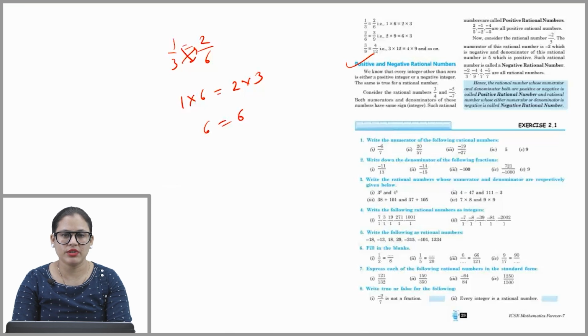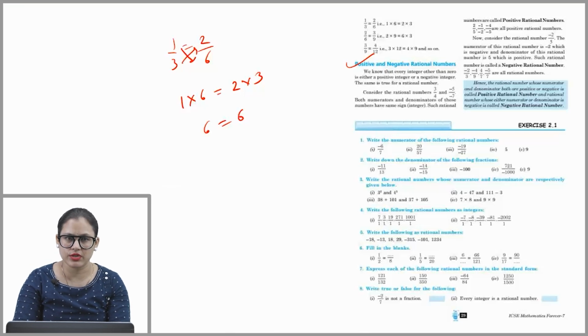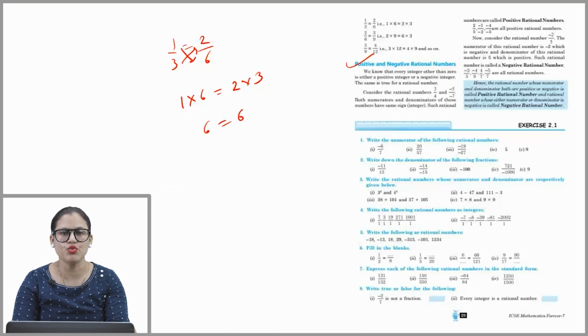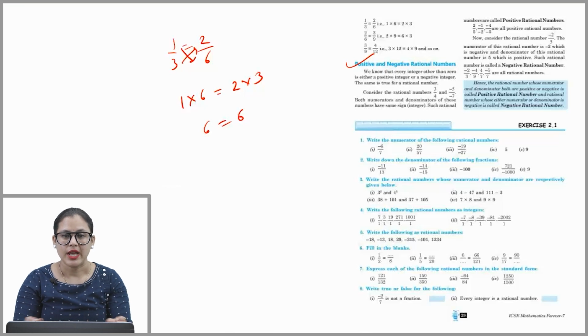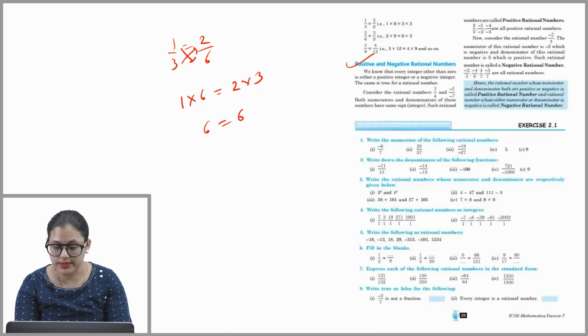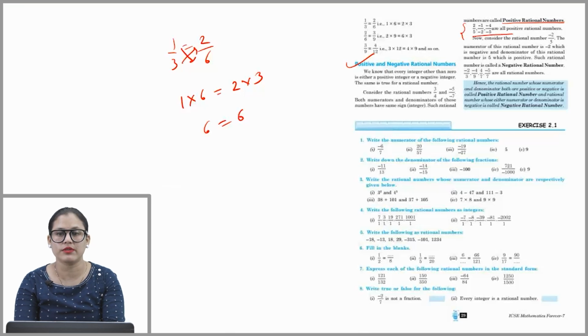We know that every integer other than 0 is either a positive integer or a negative integer. The same is true for a rational number. Consider the rational numbers 3 by 4 and minus 5 by minus 7. Both the numerators and denominators of these numbers have the same sign, meaning both are positive or both are negative. Such rational numbers are called positive rational numbers. These are examples of positive rational numbers.